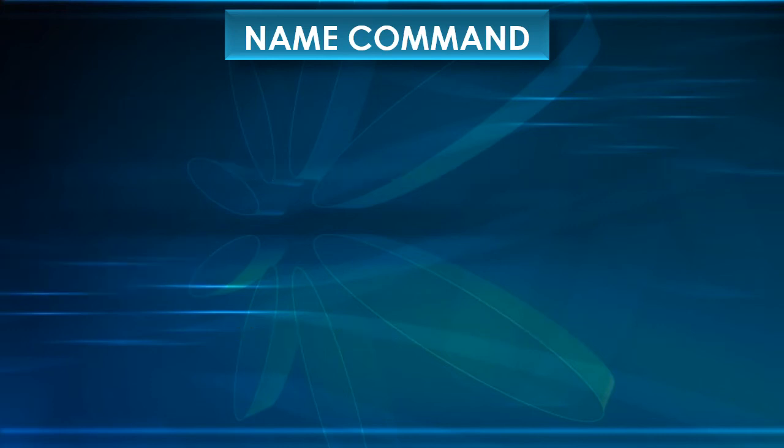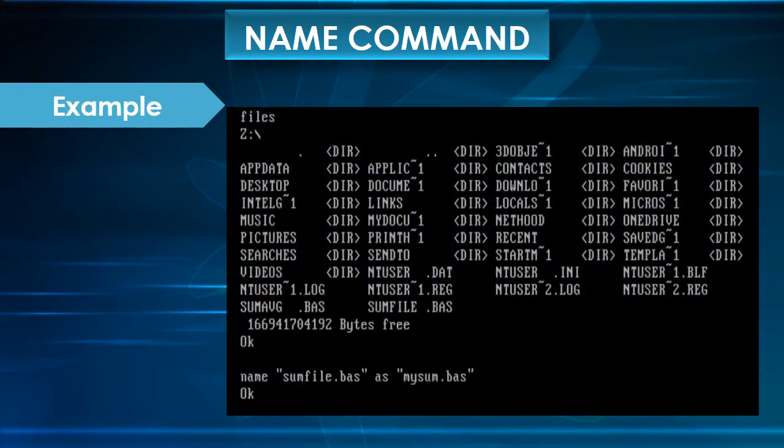Let's apply the NAME command. I have listed out all the files to see which files and directories are there, and I have found a file, somefile.bas. Let's change the name of it. I have applied the command NAME "somefile.bas" AS "mysum.bas". Remember that both file names should be in double quotes. The OK message confirms that it has changed the name.